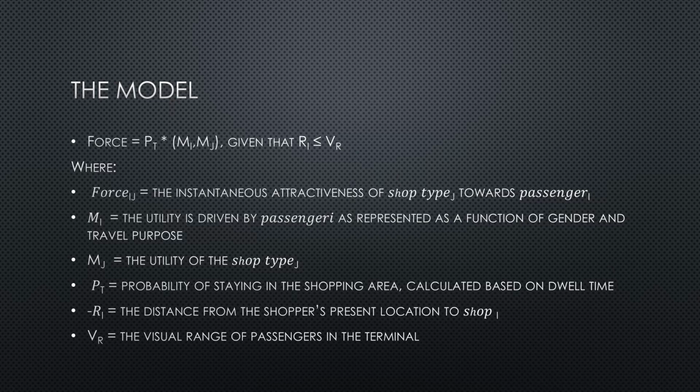The model talks about the relationship between the decision-making process of the passenger and the various key attributes. So they've come up with a formula that you can see here, playing out the various factors and seeing how they interact.